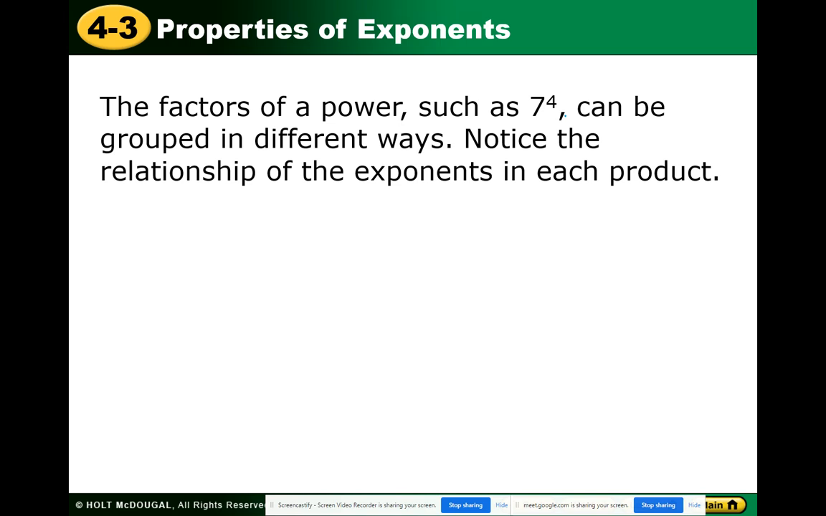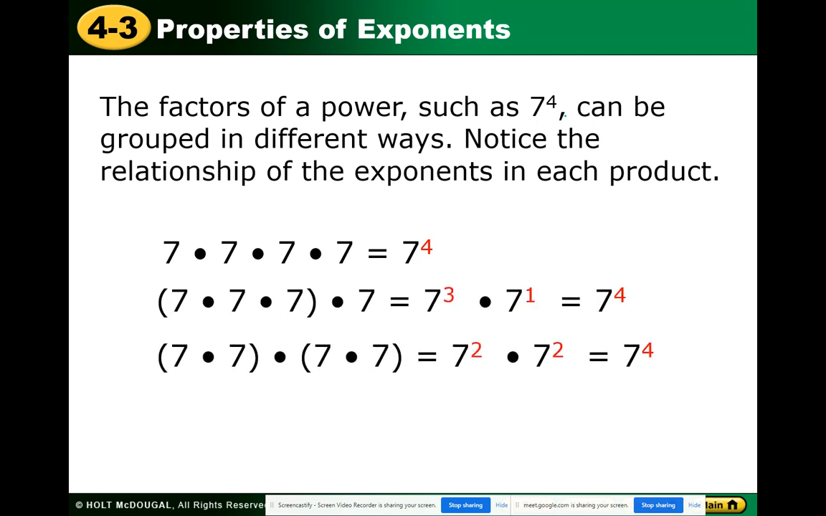The factors of a power, such as 7 to the 4th, can be grouped in different ways. Notice the relationship of the exponents in each product. I don't know why we would ever want to do this, but as we look at them, this first one, that's the way we'd normally write it, right? But because we can use the associative property, we could look at it like this. Is this technically wrong? No, it's not. This is 7 to the third times 7 to the first, or 7 to the fourth. This will be our first thing that we can notice.